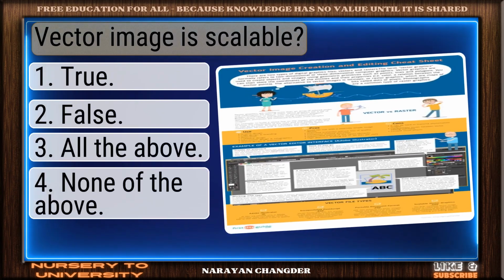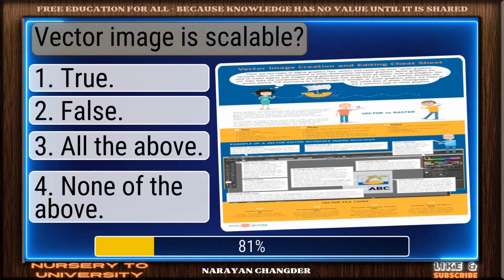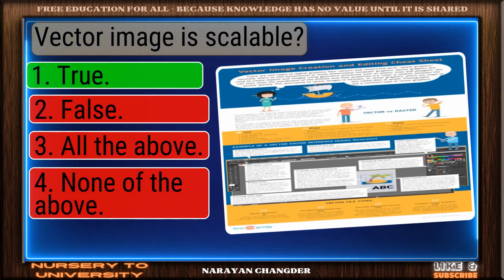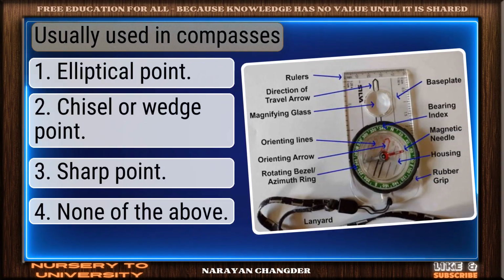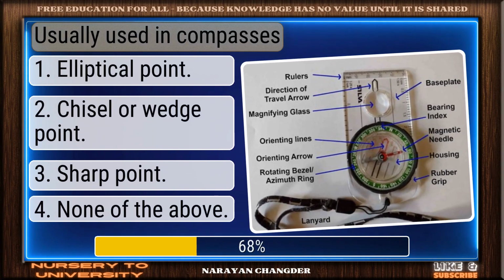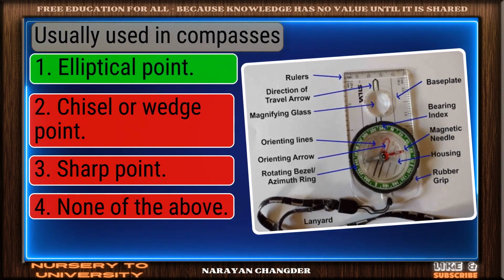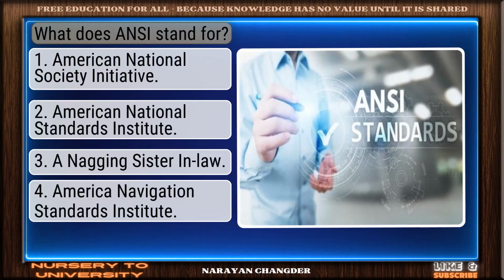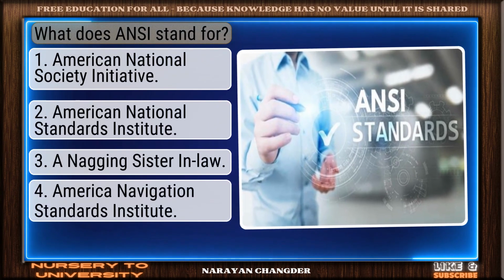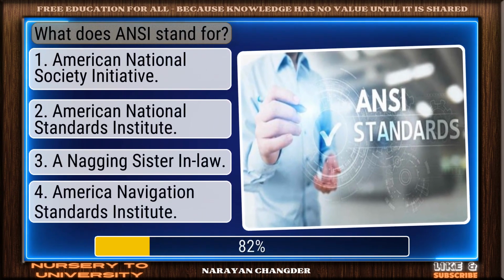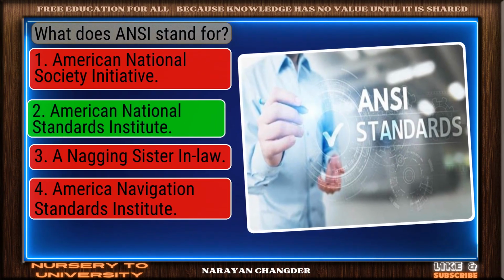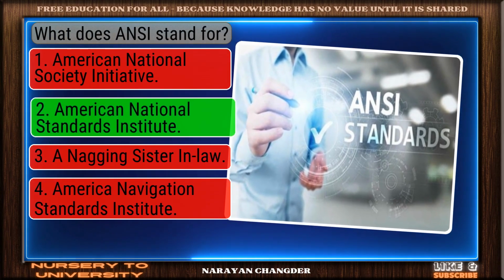Vector image is scalable. Good job. True works well. Usually used in compasses. Right again. Elliptical point is valid. What does ANSI stand for? Great job. American National Standards Institute is accurate.